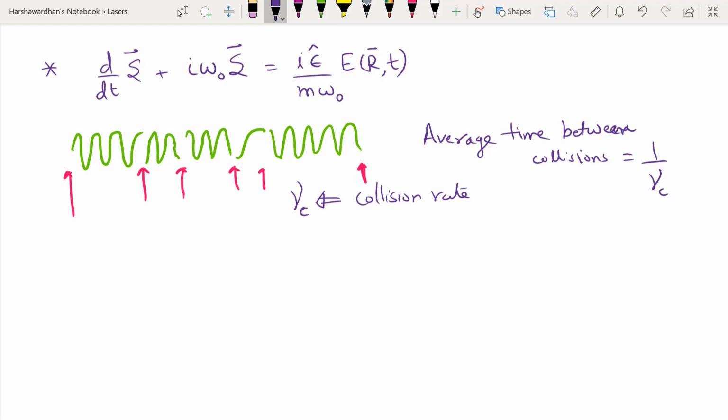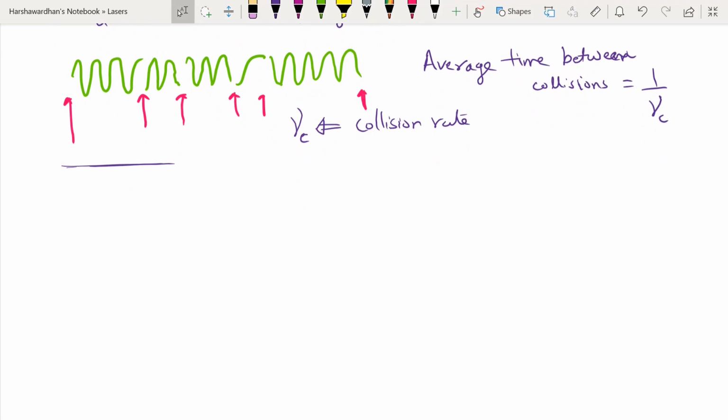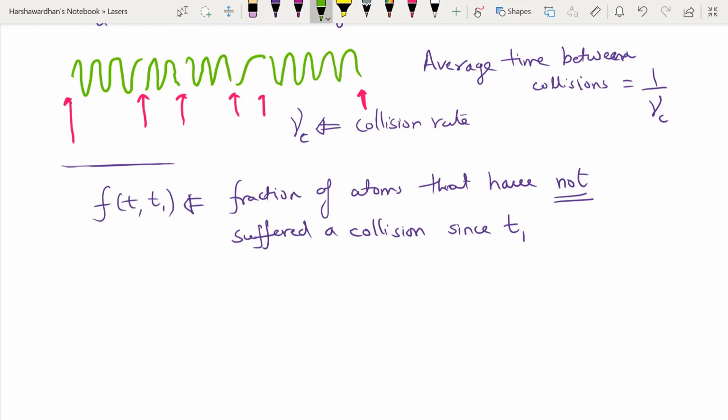Now let us look at this problem in a statistical manner. So imagine that F is a fraction of atoms which have not suffered collisions at the time t since another time t1. Let me state it carefully. I'm introducing F to be a fraction of atoms which have not suffered a collision since t1.